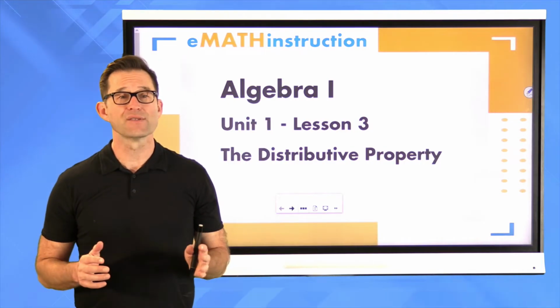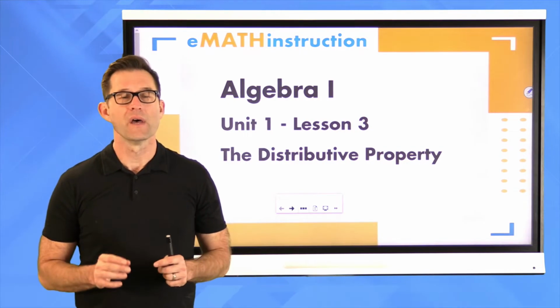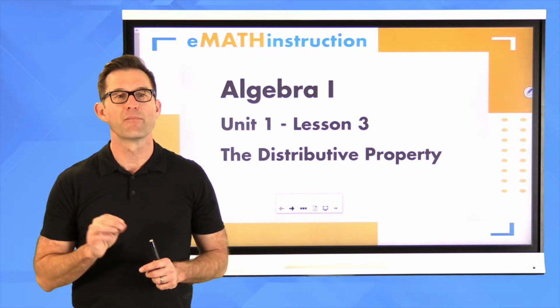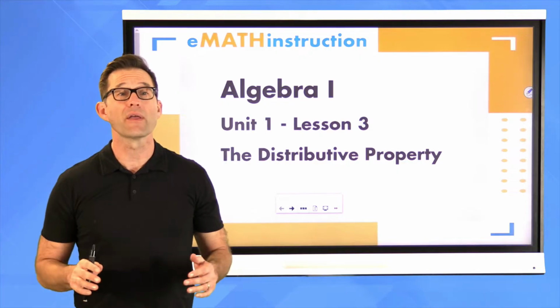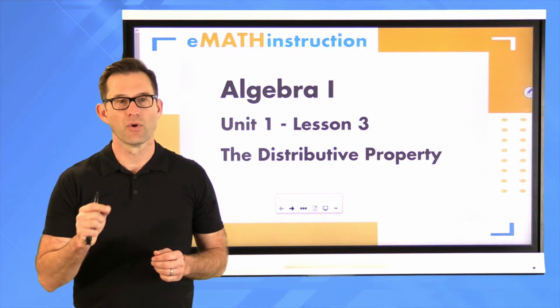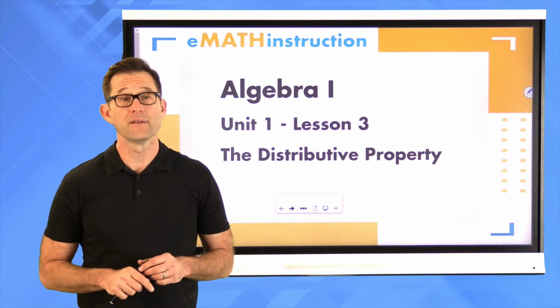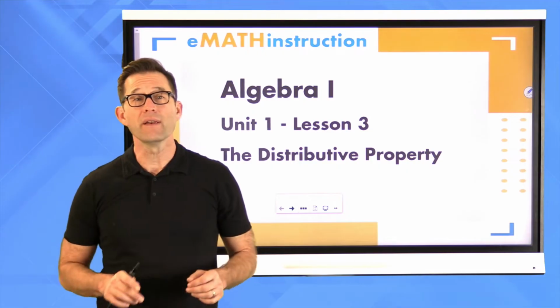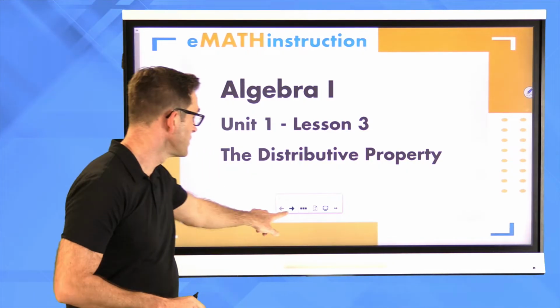In the last lesson, we looked at two important properties of both multiplication and addition, the associative and the commutative properties. Today, we're going to look at the third major property of real numbers with addition, multiplication, and division and subtraction are going to come in a little bit to this one. Anyway, let's get right into what the distributive property is.